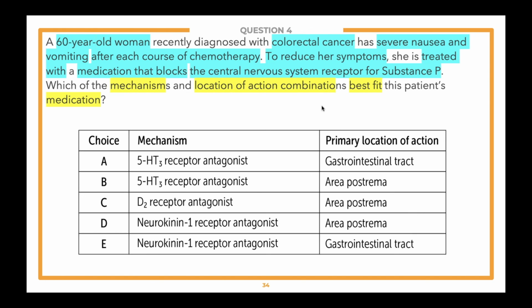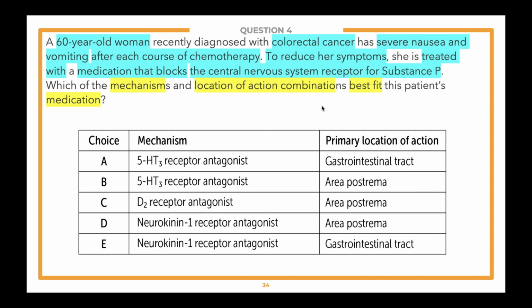Now the better answer choice for primary location of action is the area postrema. This is one of the areas involved in what we call the chemotherapy trigger zone. Activity in that area is responsible for initiating nausea and emesis, and the area postrema is within the CNS as well. So that is a much better answer choice in this situation than the gastrointestinal tract.